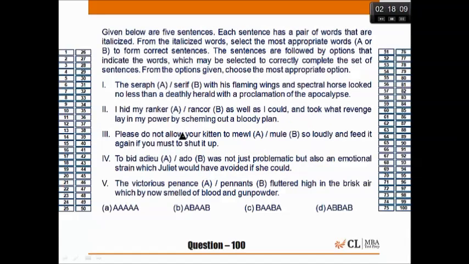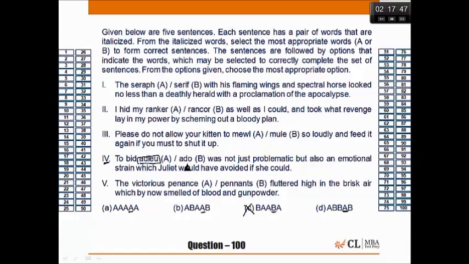Alright, which one is it? Okay, do I know anything? The serif, rancor, mule. To bid adieu. Okay, so that is goodbye. Adieu, this I know. Fourth one was not problematic, to bid adieu. So A. Fourth is A. Let's hope A. Dear God. Okay, thank God. At least one went.